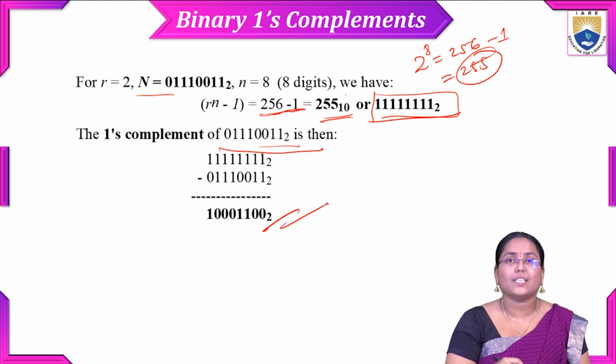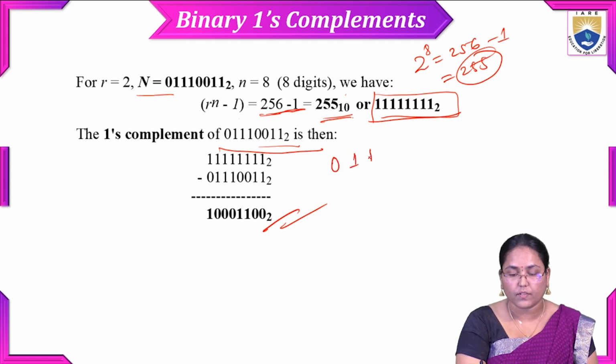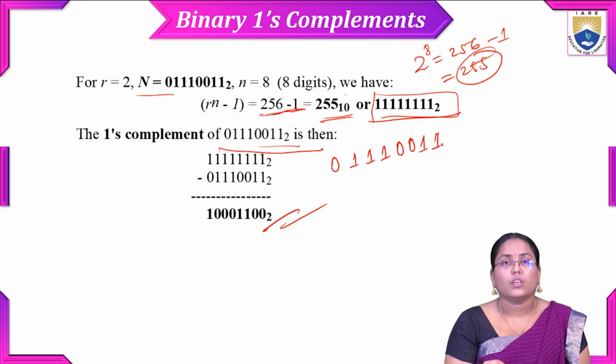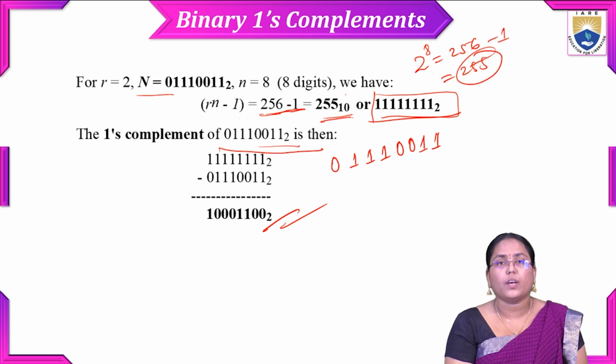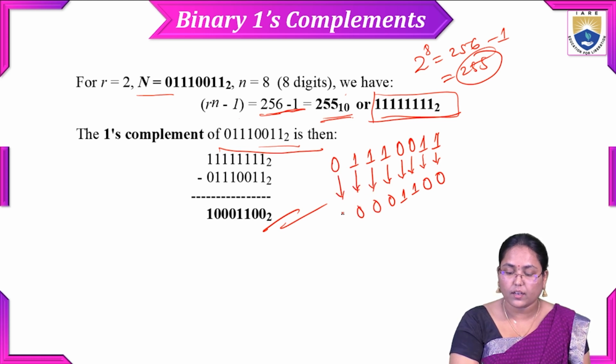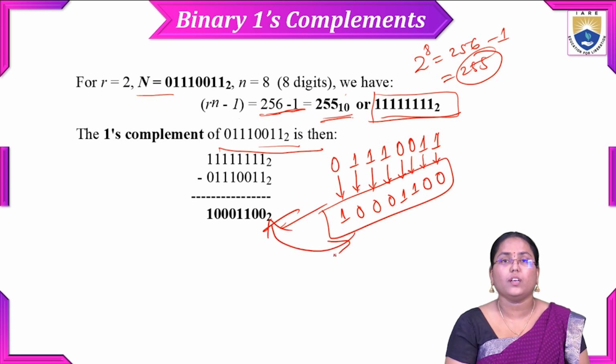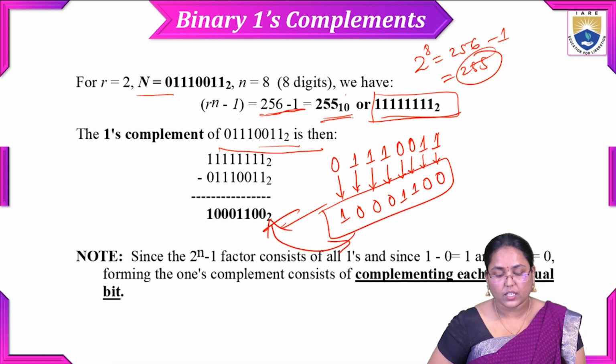Okay. Now, let us see the simple trick also. So now, the actual number is 0111001. Okay. Now, in the simple manner, I'll just flip the numbers. That's it. Instead of 0, I need to write 1. Instead of 1, I need to write 0. So just look at the numbers here. Both are the same. Just by flipping the numbers, easily we can get it.